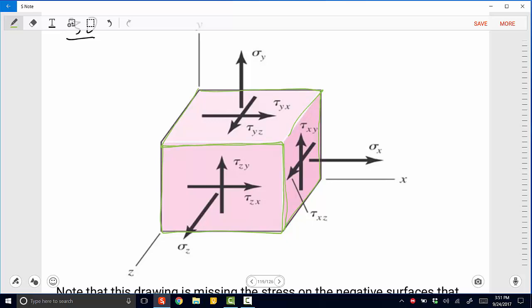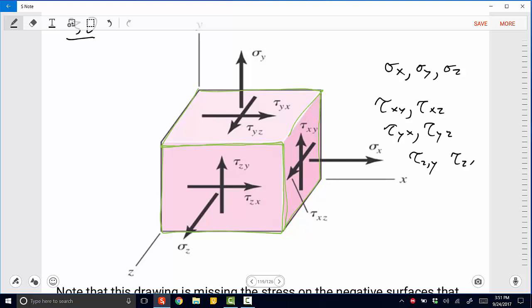and then we can identify the stresses, the normal stresses, sigma x, sigma y, and sigma z. And of course we can put xx, yy, zz. And then also our shear stresses, tau xy, tau xz, tau yx, tau yz, and then tau zy and tau zx.